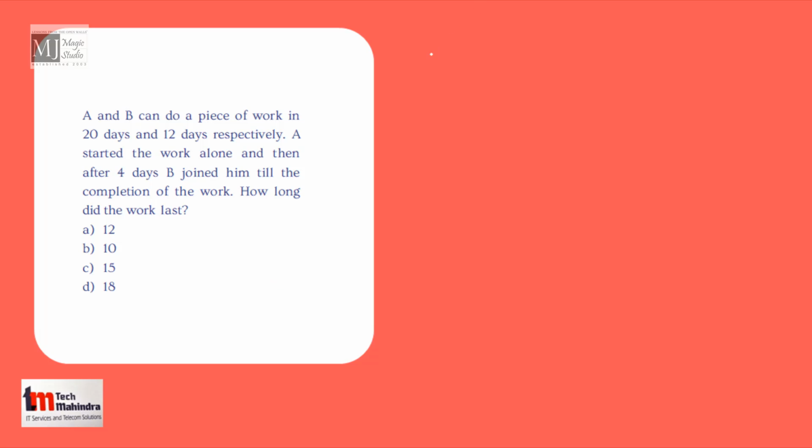So the next one is: A and B can do a piece of work, A in 20 days and B in 12 days respectively, working alone. A started the work alone and then after 4 days B joined him till the completion of the work. How long did the work last? Let the work last for x days. That means A worked for x days and then B worked for x minus 4 days.